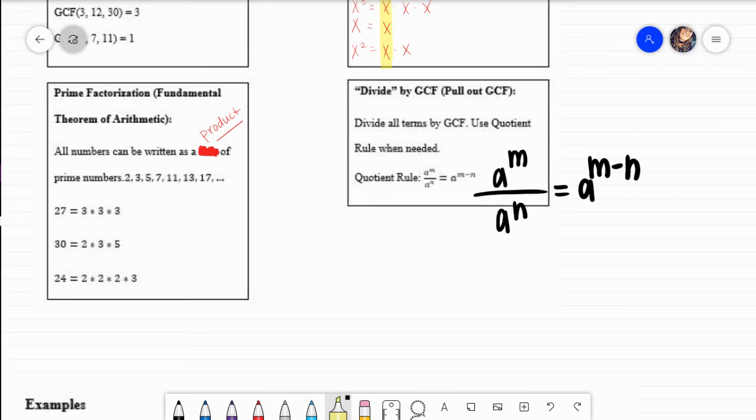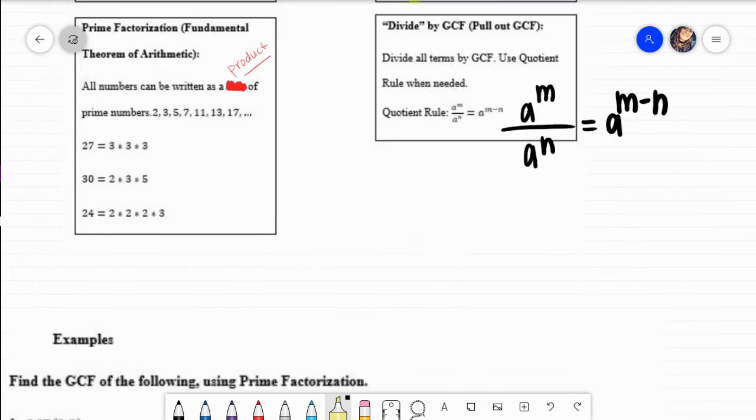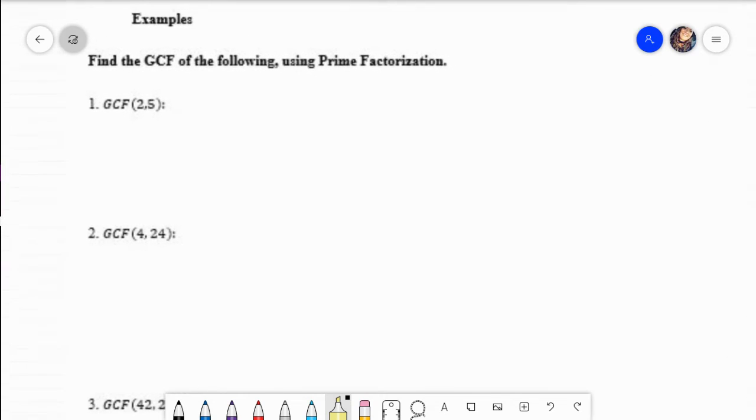The quotient rule is if you have a base raised to a power, a to the m power, divided by a to the n power. Those are the same bases, both a's. Because they're the same bases, the quotient rule tells me to keep my base and subtract my powers. You'll notice we'll do a lot of that in this section. So let me go ahead and find the GCF of problems 1, 2, and 3 below us. And then after that, we will continue with another video.